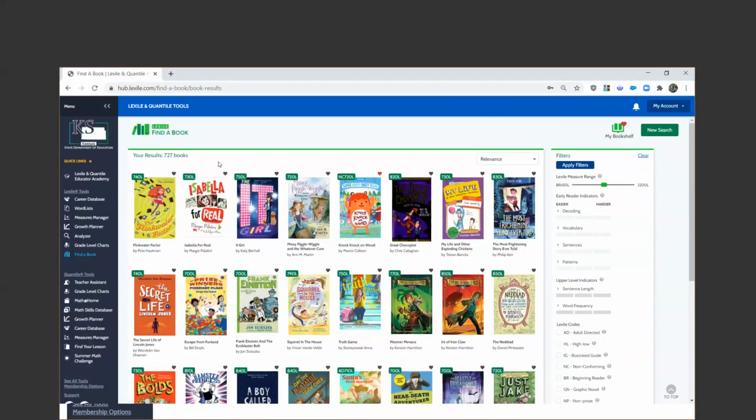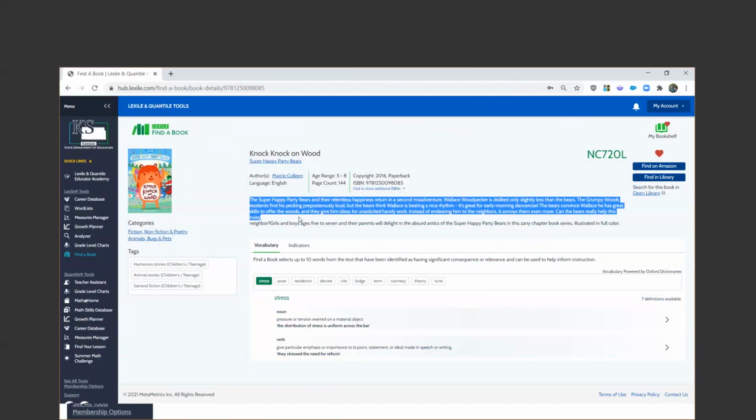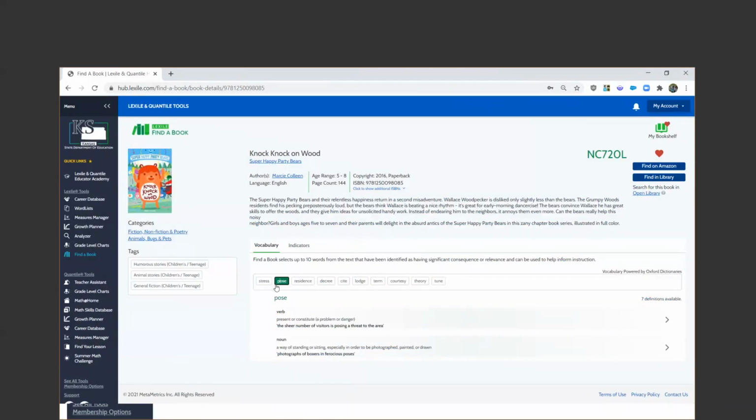And so what my son could do is explore these different titles. So for example, if my child decided, you know what, this book, Knock Knock on Wood, sounds pretty interesting. When he clicks on this title, he gets a short summary of what this book is about. Additionally, he also gets some identification of vocabulary words that might trip him up as he reads. And notice that not only is the vocabulary word itself provided, but there are definitions right there that might help front load some of that vocabulary load that he may face.